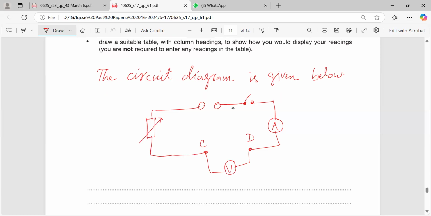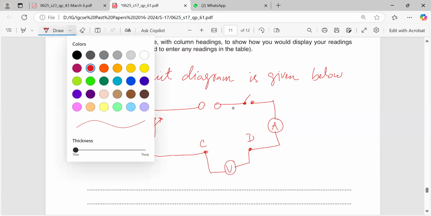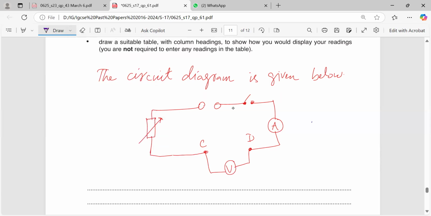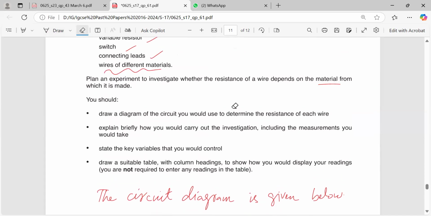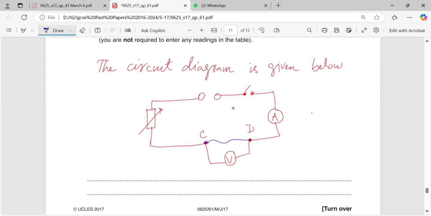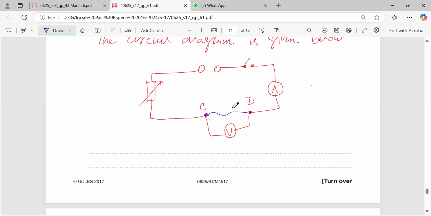And what is the purpose of this C and D gap? Here, my dear friend, you can add the wires of different materials. Okay, just write wire. This will be the circuit diagram.